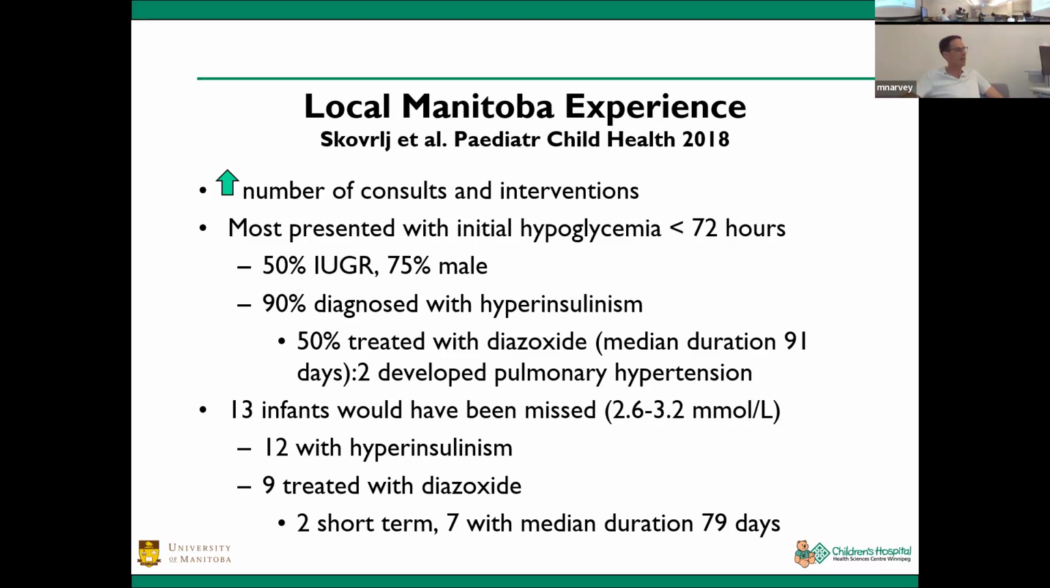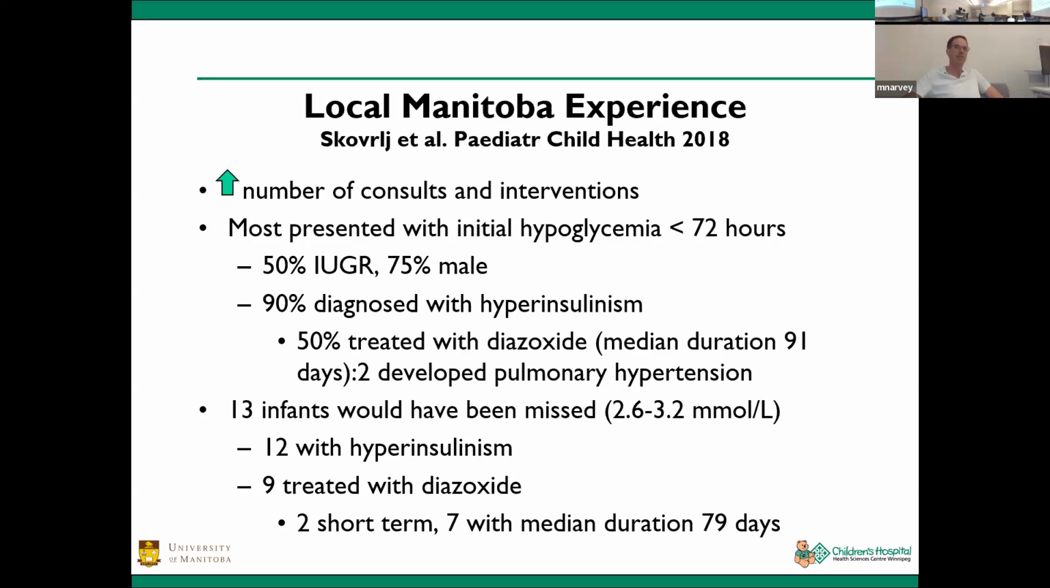And this is a very, very important point. Once you start on diazoxide, the median duration of time that they will be on it is 91 days, 3 months. So in terms of talking to families, you have to let them know it's going to be a long time. There were 2 that developed pulmonary hypertension. I've included that because there was a black box warning from the FDA a few years ago saying that there's an association between pulmonary hypertension and use of diazoxide.